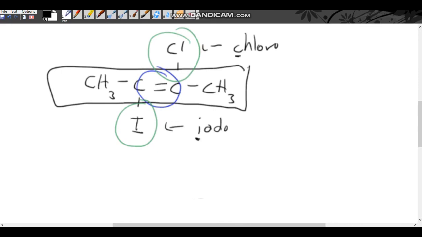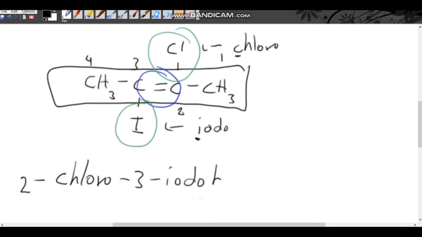In this case, we have to number it first. 1, 2, 3, 4. So we're going to have 2-chloro and 3-iodo, but-2-ene.